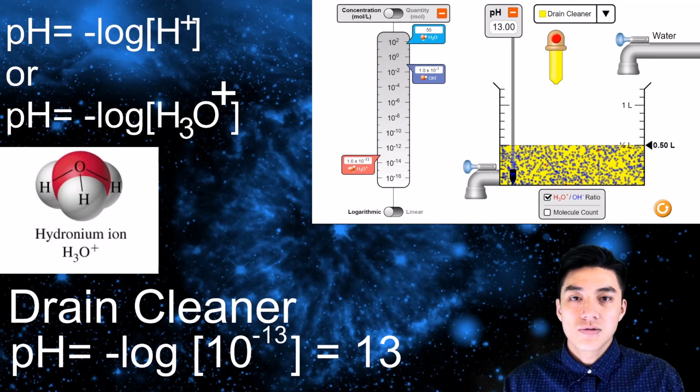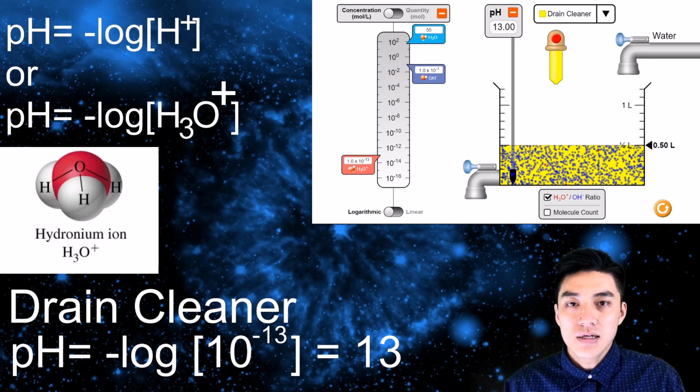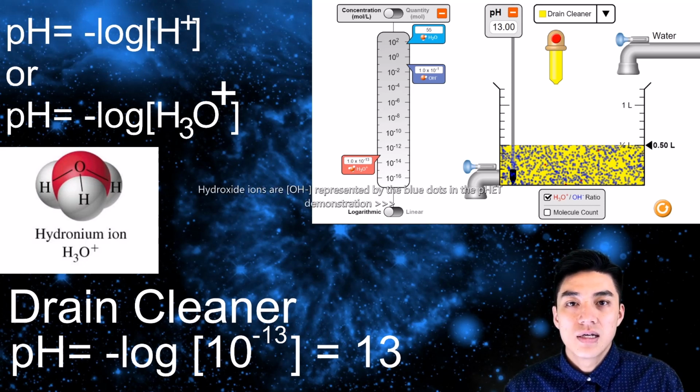Drain cleaner has a very small concentration of hydronium, 10 to the minus 13 molar. When you plug that into the equation, negative log of 10 to the minus 13, you get a pH of 13. This means it's not very acidic at all. It does, however, mean that it's very basic, and it's got a lot of hydroxide ions floating about.